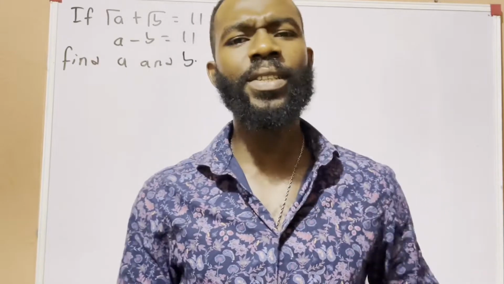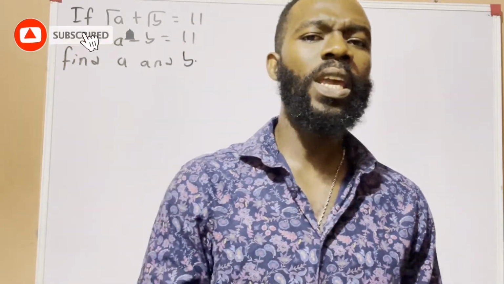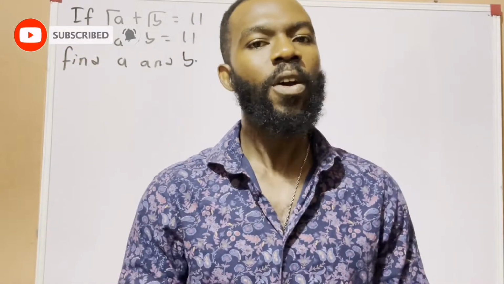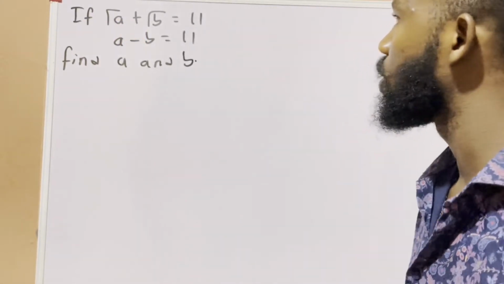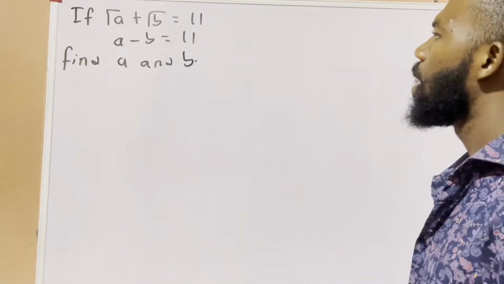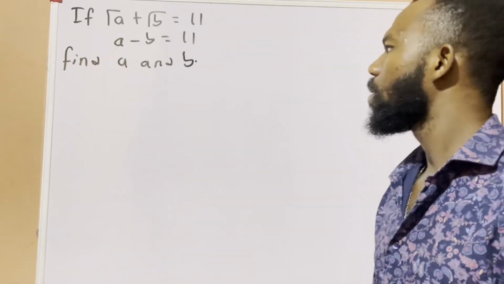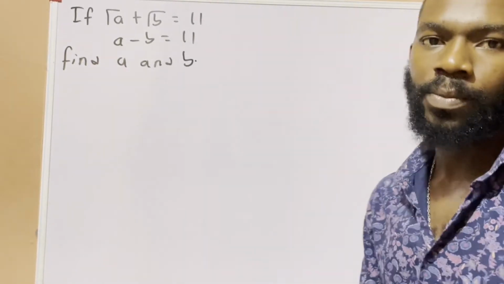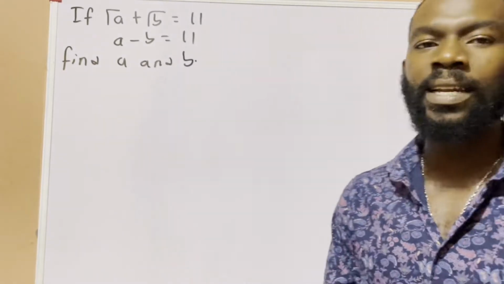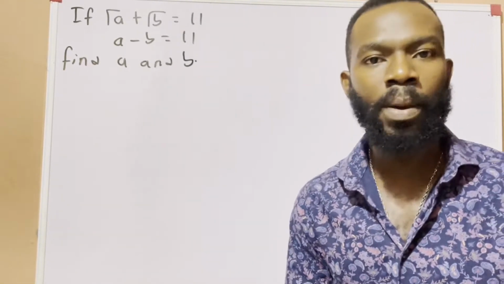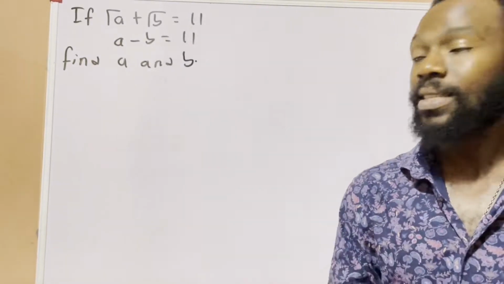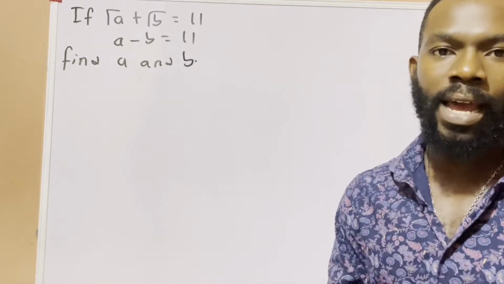It is your favorite presenter, Jeff Lino, and today we are going to be solving a question from trigonometry. The question says: if root a plus root b equals 11, and a minus b equals 11, find the value of a and b. Now, when you are given a question like this, how do you go about it? By the end of this class, you will be able to solve problems similar to a question like this.